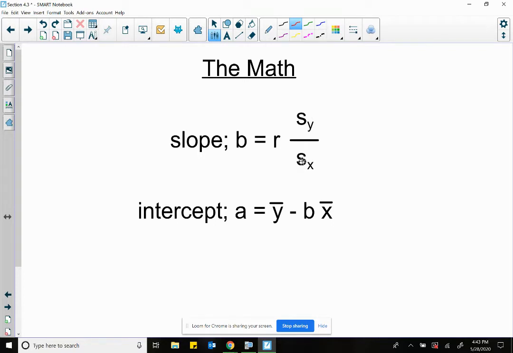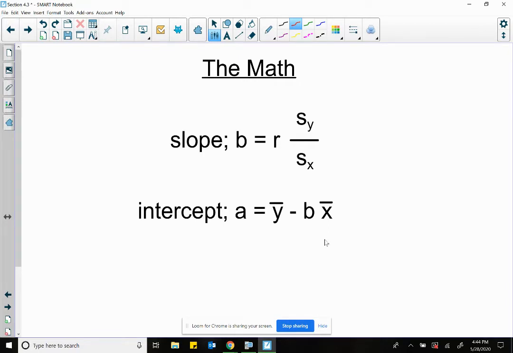And then to get the intercept, what you're going to do is take the mean value of the y and subtract it from the slope times the mean value of the x. So the mean value of the y, that's y bar, which means mean value, subtracted from our slope times the mean value of the x. That's how these are found.